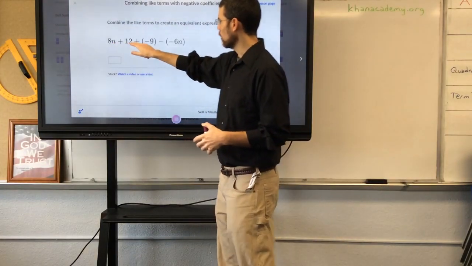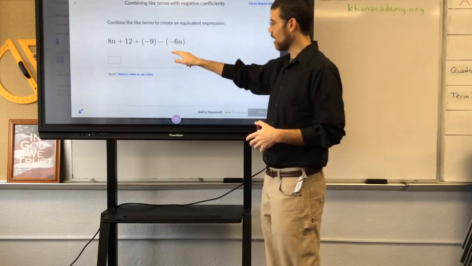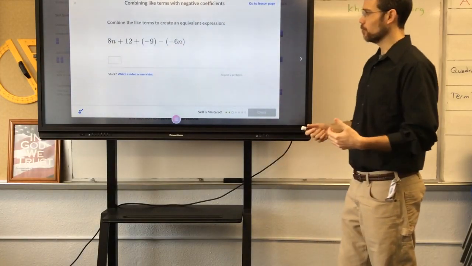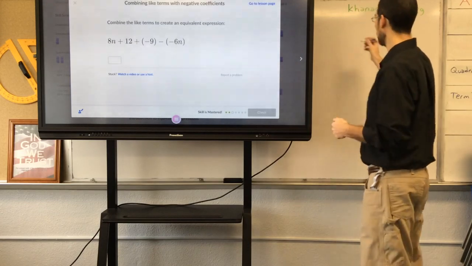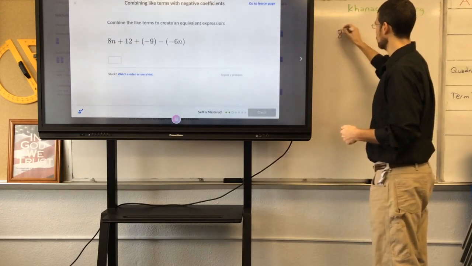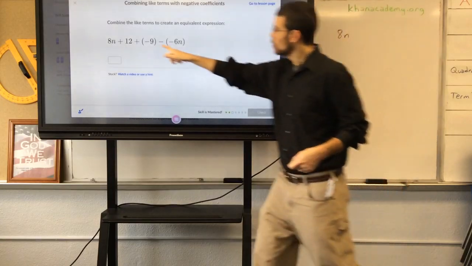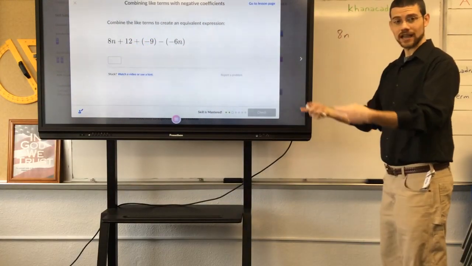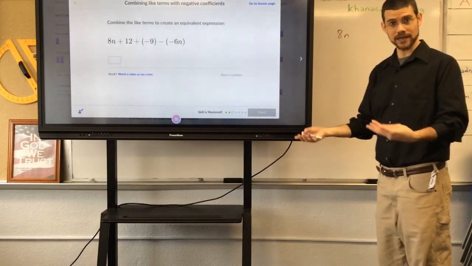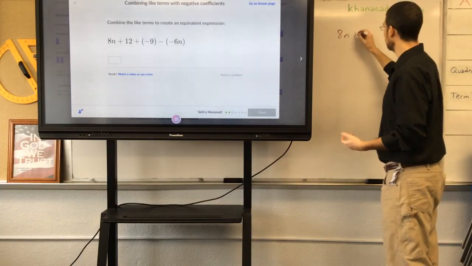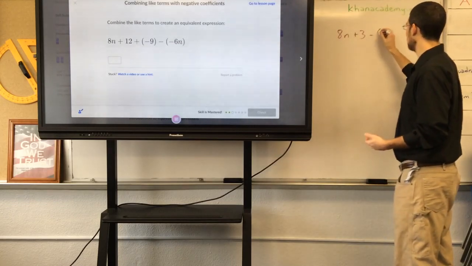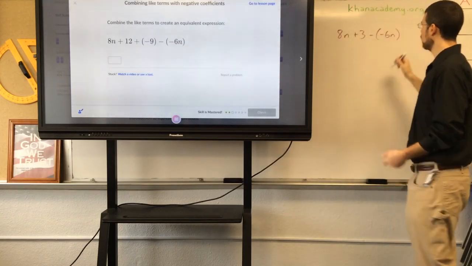This is 8n plus 12 plus negative 9 minus negative 6n. Okay, so I can combine constants, so we'll do that first. We'll write out the expression, except we will combine 12 and negative 9. 12 plus a negative 9 is like 12 minus 9, so that's 3, positive 3. So 8n plus 3 minus negative 6n.